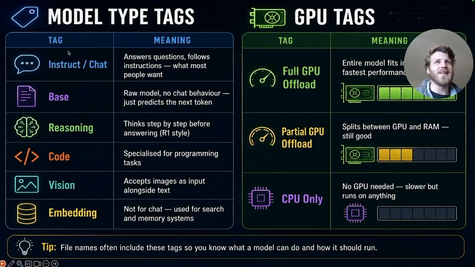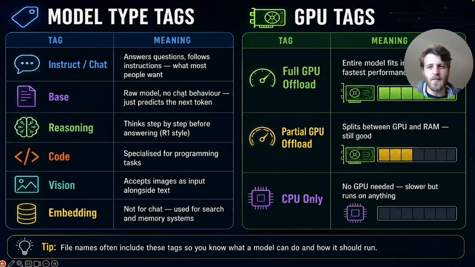The model type tags: instruct, base, reasoning, code, vision, embedding. It essentially describes what the model's capabilities are. Can it accept images as inputs alongside text? That's what the vision capability demonstrates as a tag. Embedding, not used for chat, used for search and memory systems. Code, can it write JavaScript, for example, that we're going to have a little look at in a moment or two? Reasoning, does it think step by step before answering? Is it just a raw model with no behavior?